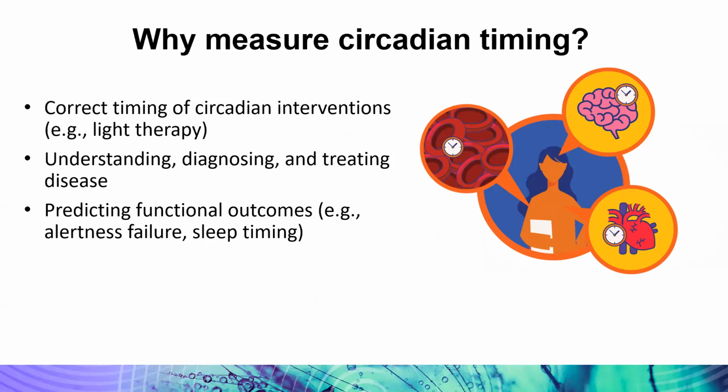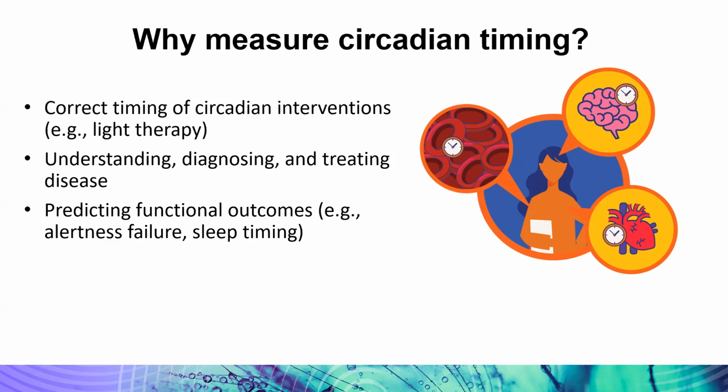Also, understanding, diagnosing, and treating disease. We know that circadian disruption is probably a key part of the development of many disorders, including mental health disorders and chiefly metabolic disorders. So being able to measure that in someone might be a useful way of understanding the treatment of their disorder. And that could be totally aside from someone with what we would consider a circadian rhythm sleep disorder. That could be someone with diabetes.